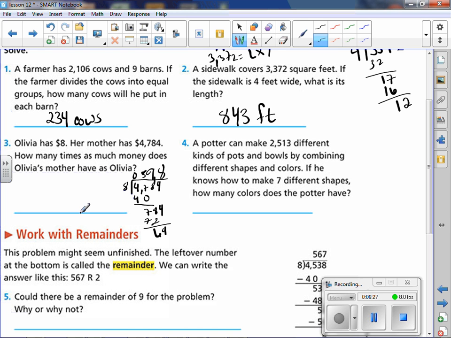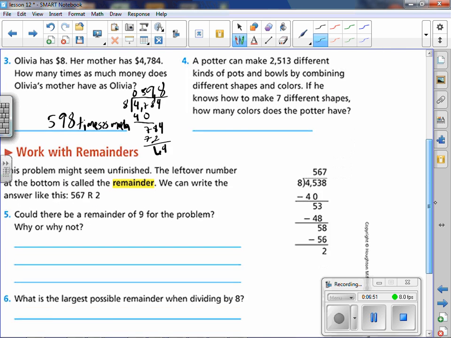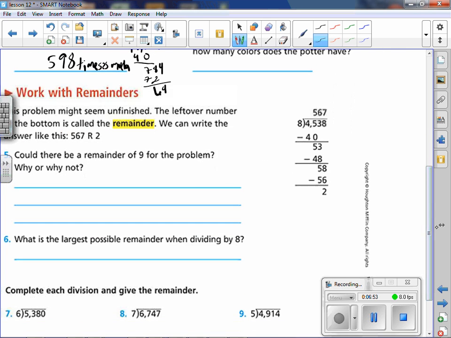So all in all, her mom has 598 times as much money. Right? Not $598 more, but 598 times as much. Okay? Go ahead and try number 4 on your own. Come with the answer. You guys will compare that with your classmates tomorrow.